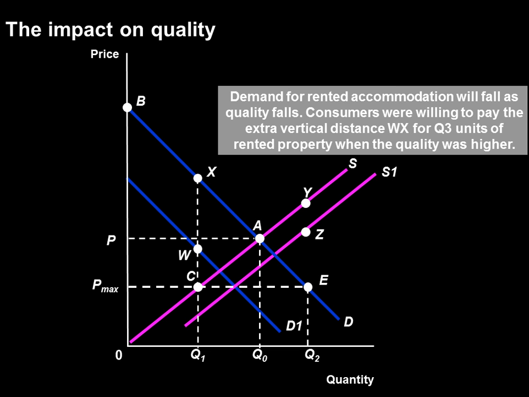But what that means is that, for example, at a quantity supplied of Q2, the marginal cost of supplying rented accommodation was actually at a point like Y. But now it's a point like Z. The marginal cost of supplying Q2 has fallen from Y to Z. And it does this throughout the new supply curve S1.